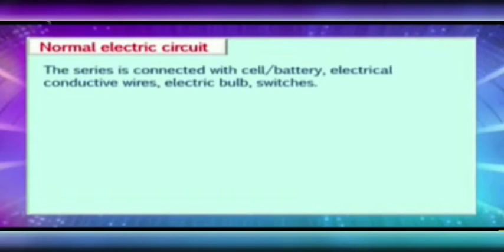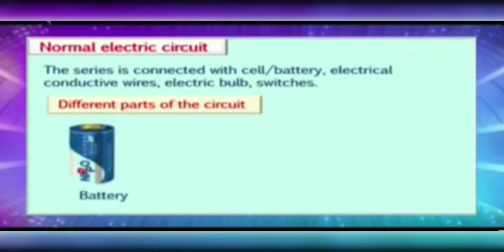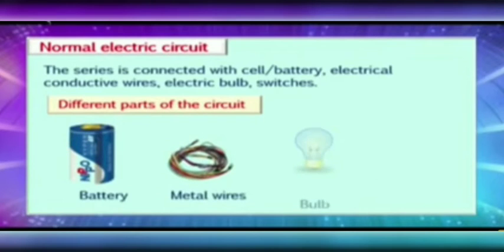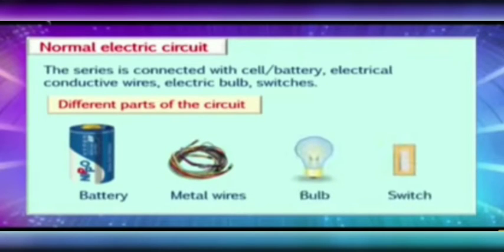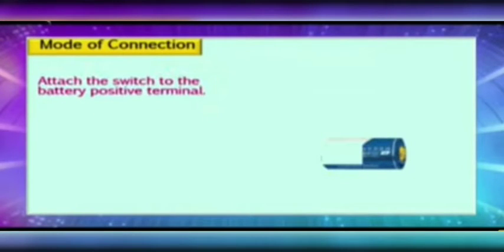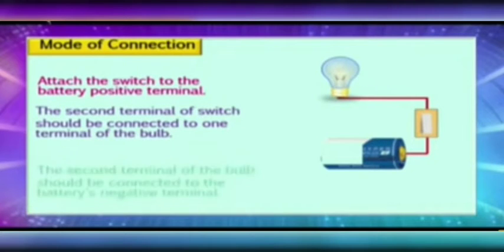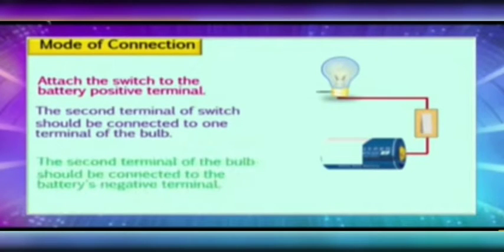Normal electric circuit. The series is connected with cell or battery, electrical conductive wires, electric bulb, switches. Different parts of the circuit: battery, metal wire, bulb and switch. Mode of connection. Attach the switch to the battery positive terminal. The second terminal of switch should be connected to one terminal of the bulb. The second terminal of the bulb should be connected to the battery's negative terminal.